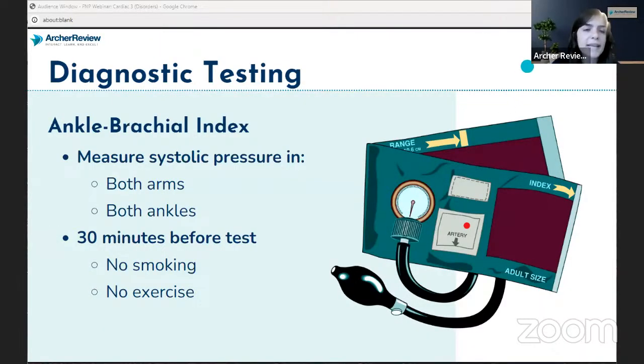So how do you diagnose it? How do you make sure that this is PAD? You can send them for an ABI. Typically, an ABI is done within a cardiology practice, so you'll send them over.